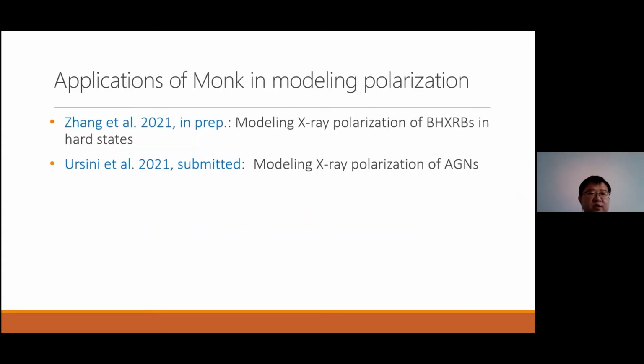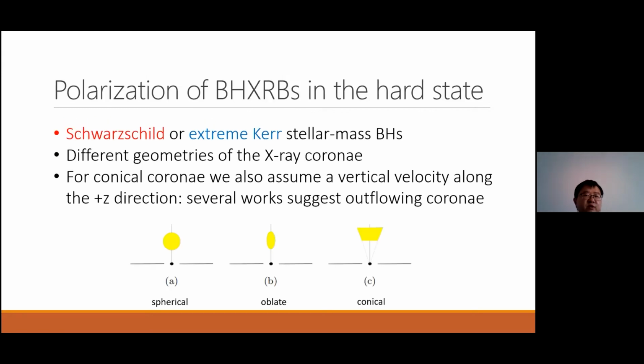So we did a lot of works with Monk, and for the polarization of accreting black holes, I will introduce these two works. One is the X-ray polarization of black hole binaries in the hard state, and the other one is modeling the X-ray polarization of AGNs. So first, the black hole binaries in the hard state. So the setup is as follows. We assume either non-spinning or extreme Kerr black holes with black hole mass of 10 solar masses.